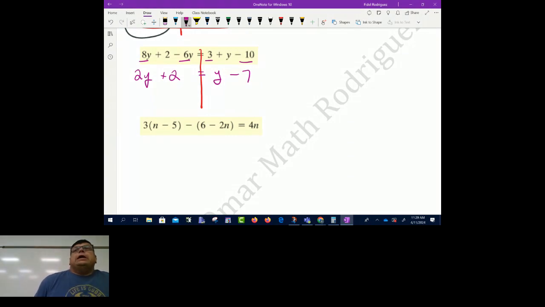Now, again, y'all, like I said before, we get to choose where we want to move our letters. I told you guys, if you don't want to end up with a negative in front of your letter, then move the smaller one to the bigger one.